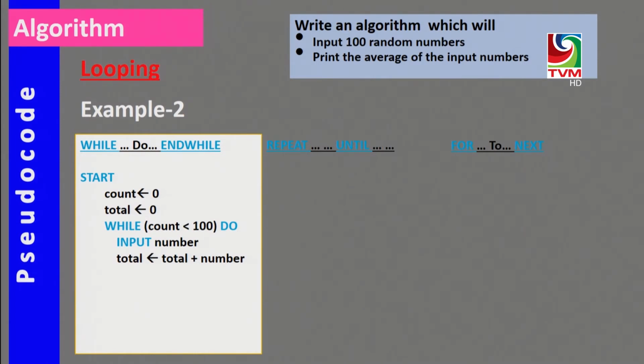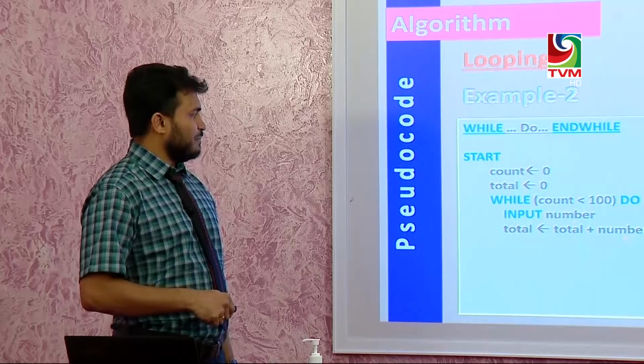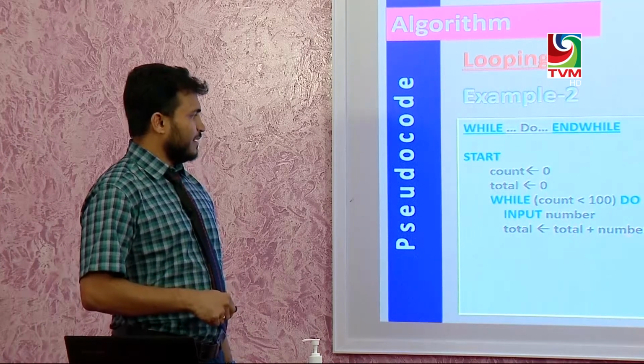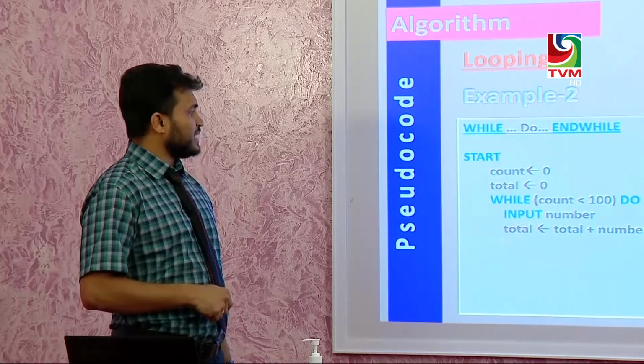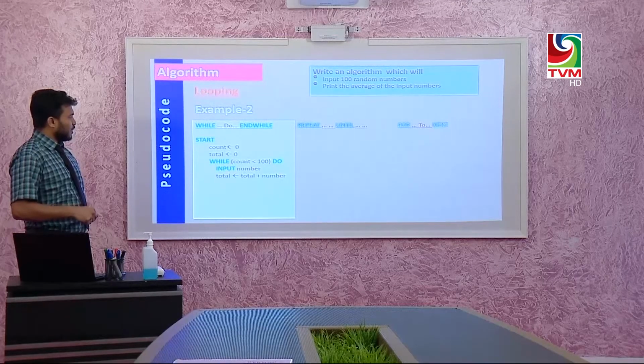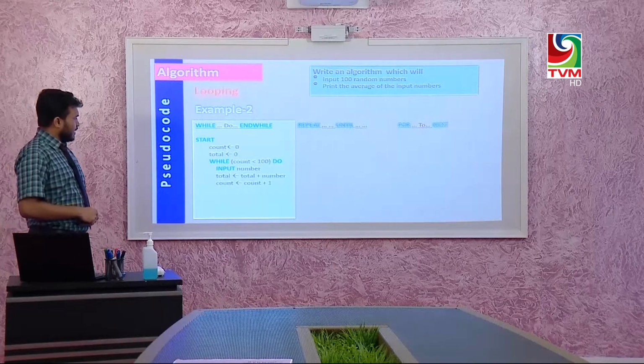So, count equal to 0, 0 less than 100 is a true statement, input number, number is 10, total equals total plus number. So, total initial value is 0, 0 plus 10. Now, the current value of total is 10. So, this set of statements is called a totaling statement. Now, let us move on to the next statement.